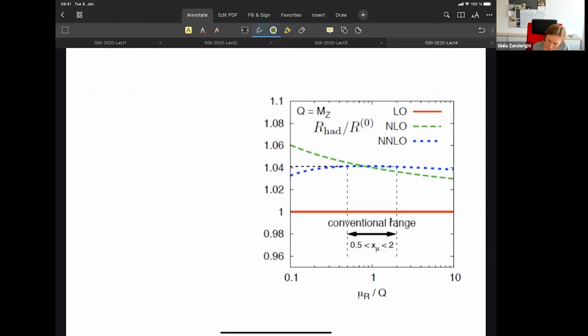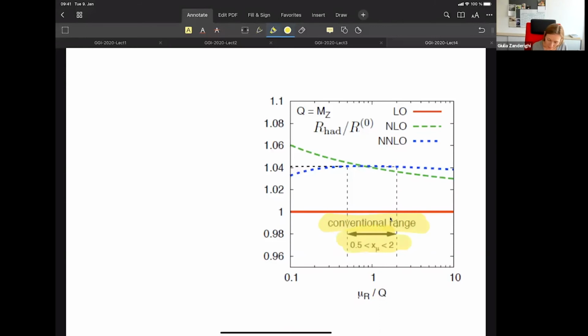And then conventionally, this is something that is really done conventionally, you vary the scale by a factor 2 up and down. One can ask, well, why not by a factor 10? You know that if you vary this by a factor 10, you will generate a large log, a log of 10. So you will have larger uncertainties, but somehow they are artificial. This too is, however, conventional, and it comes about because it works relatively well.